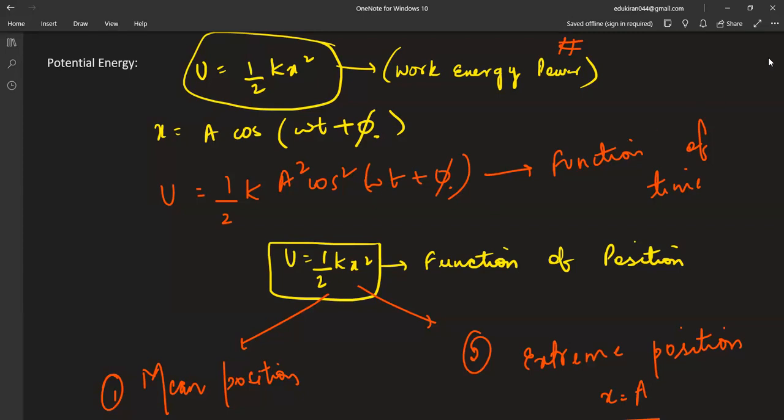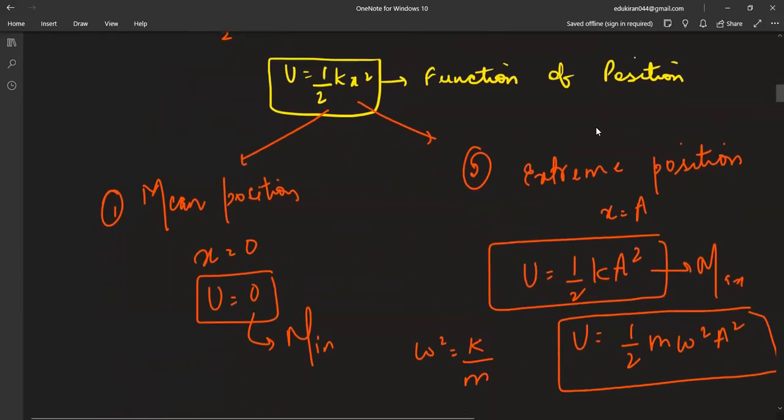So half k x square is with respect to position, and this equation is with respect to time. Again, when you put x equal to 0, you get the minimum value of potential energy, which is 0. And when you put x equal to a, at the extreme position, you get the maximum value of potential energy, half k a square. This is the maximum value which is possible.